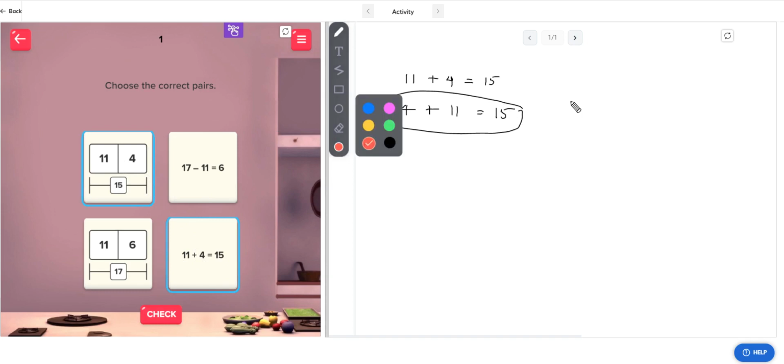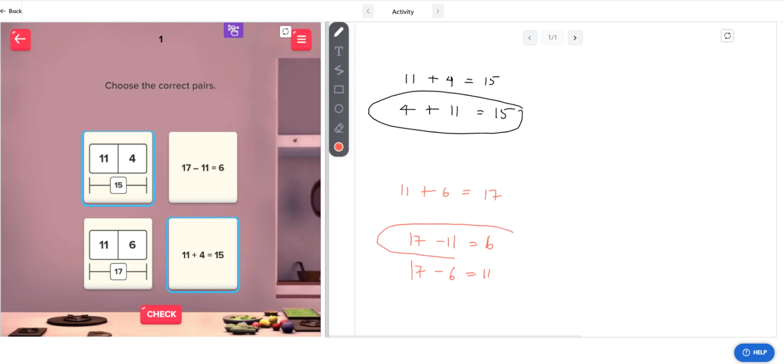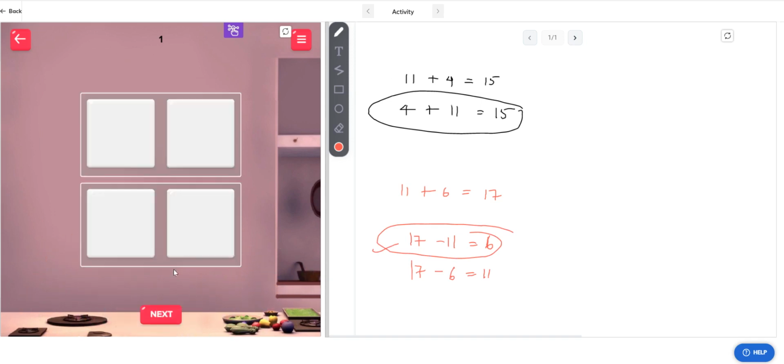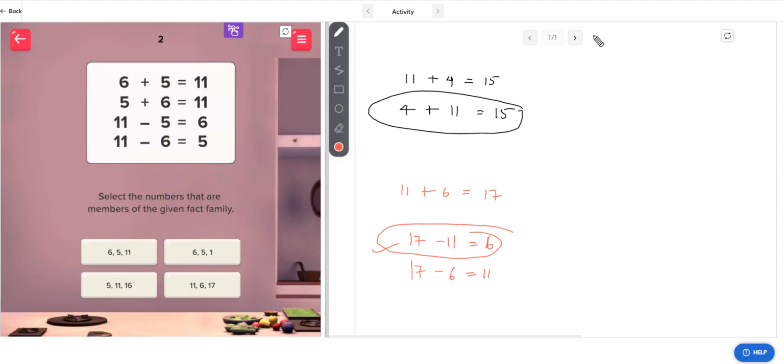Now let's verify the next one, okay? 11 plus 6 is equal to 17. Now, as I can see, this is a minus statement, a subtraction fact. So let's try to make a subtraction fact. I could do 17 minus 11 is equal to 6 and 17 minus 6 is equal to 11. And as I can see, this one is matching from the given option, right? So these two are a pair. Okay, am I correct? Right, you guys are correct, right? Wonderfully done. Let's try the next one.